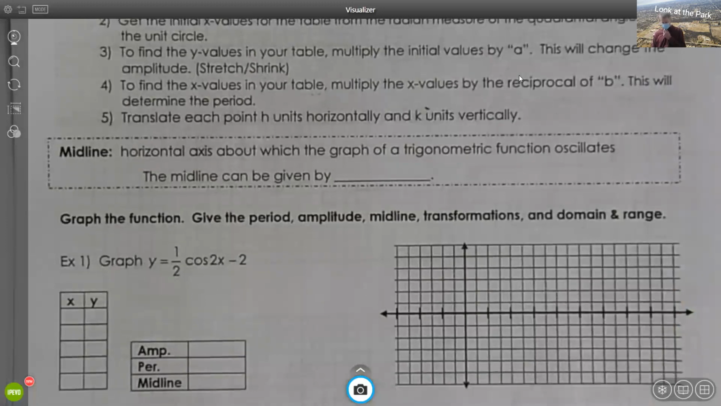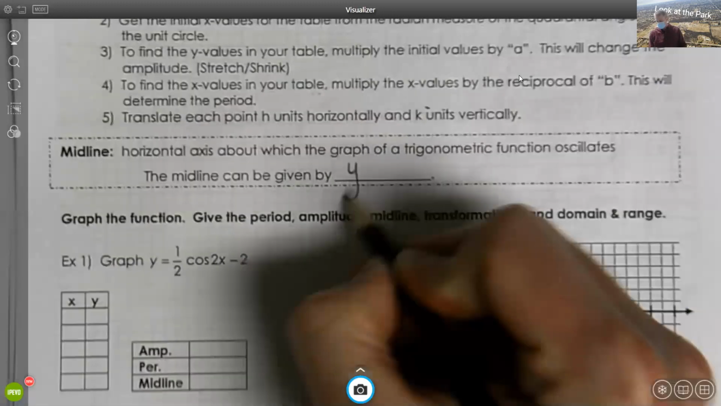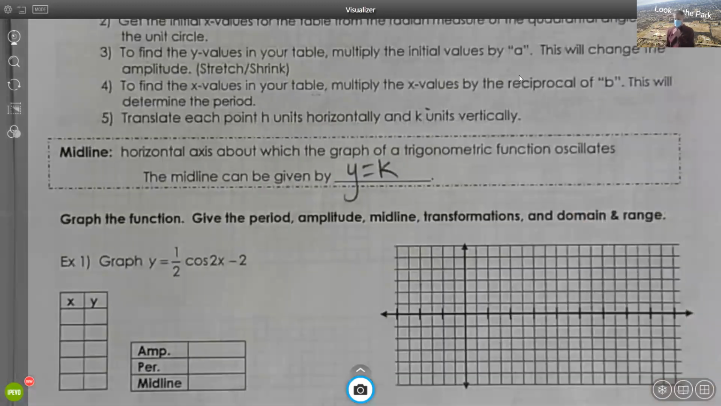One thing that we'll want to know about is our midline. The midline is the horizontal line that the graph is oscillating around. So that is always going to be, as it has been a lot of the year, y equals k.